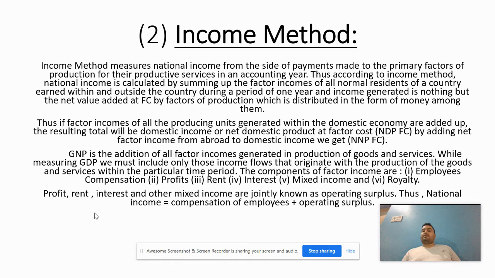The components of factor incomes are, first, compensation of employees, second, profit, rent, interest, mixed income, and royalty. Profit, rent, interest, and other income are jointly known as operating surplus. Thus, national income is equal to compensation of employees plus operating surplus.